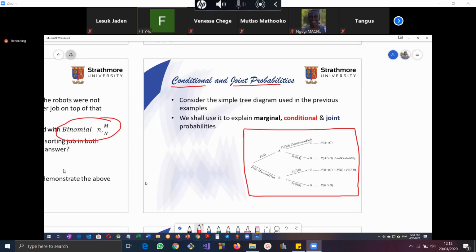Now, let's say we had only two events, event A and event B. The probability of event A occurring, which we write like this, can be captured by the tree diagram. Then the probability of B occurring also like this. So anytime you only have the probability of a single event, that is called marginal probability. Marginal probability.